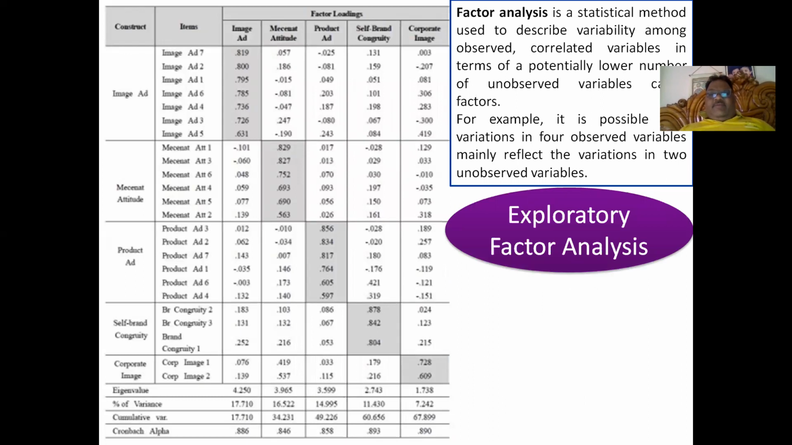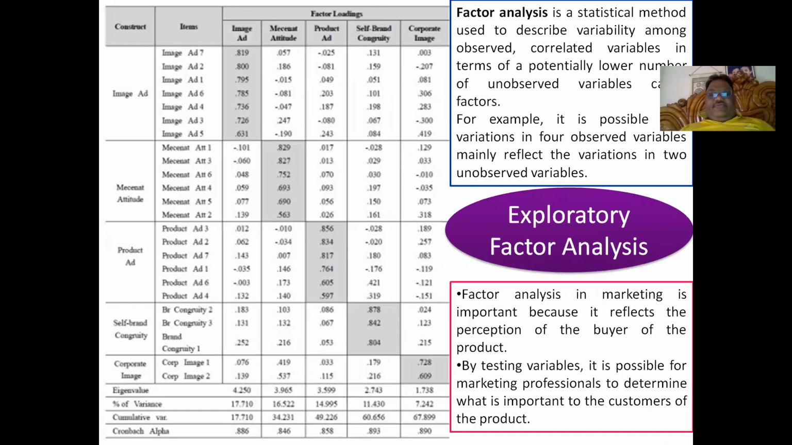Unobserved variables. For example, it is possible to find out the variations of different variables which reflect the variation in unobserved variables. We will explain factor analysis in our next class. Factor analysis in marketing is important because it reflects the perception of the buyer of the product. By testing the variables, it is possible for marketing professionals to determine what is important to the customers of the product.